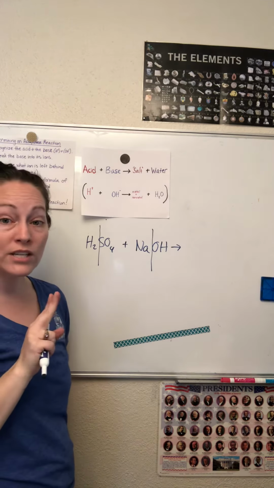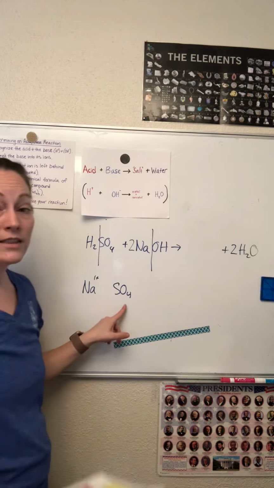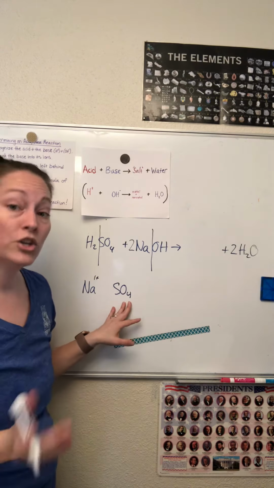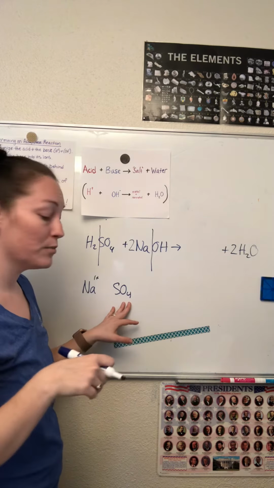Now I need to come up with my salt, or my metal plus non-metal. So I'm going to look in the middle right here, and I'm just going to write off to the side what I have. I have an Na and an SO4. Now, Na, I can look on my table and find the charge for it, and it's 1+. Now, SO4, if you don't remember, you're going to have to pull from your table that you had in the book in the last module.